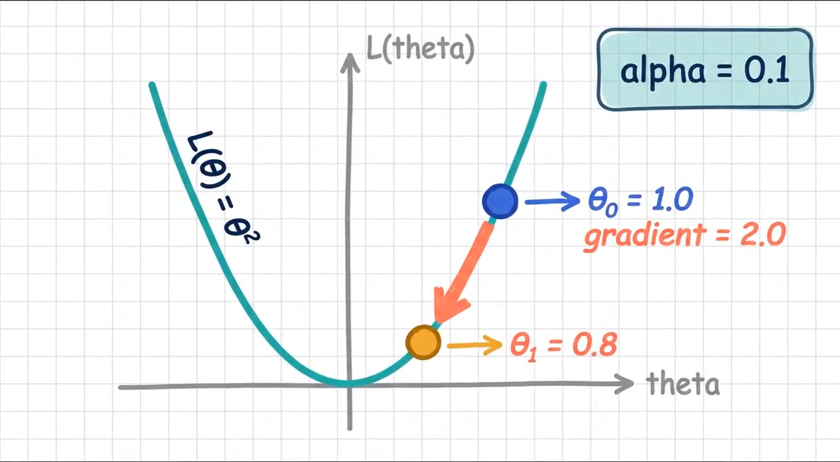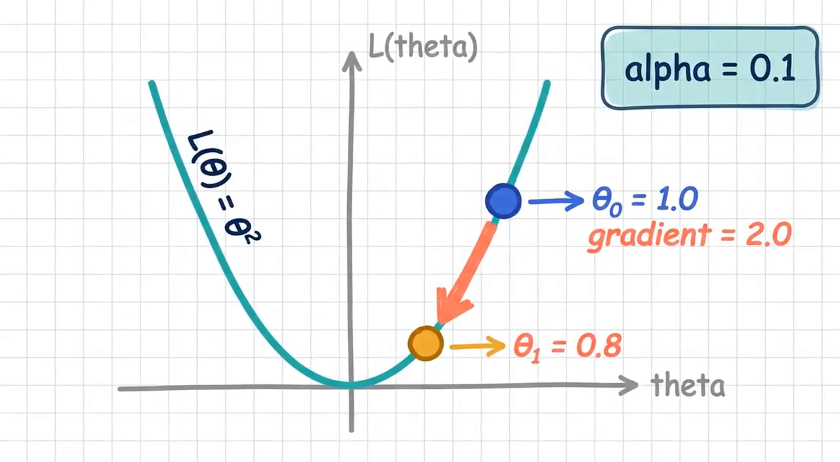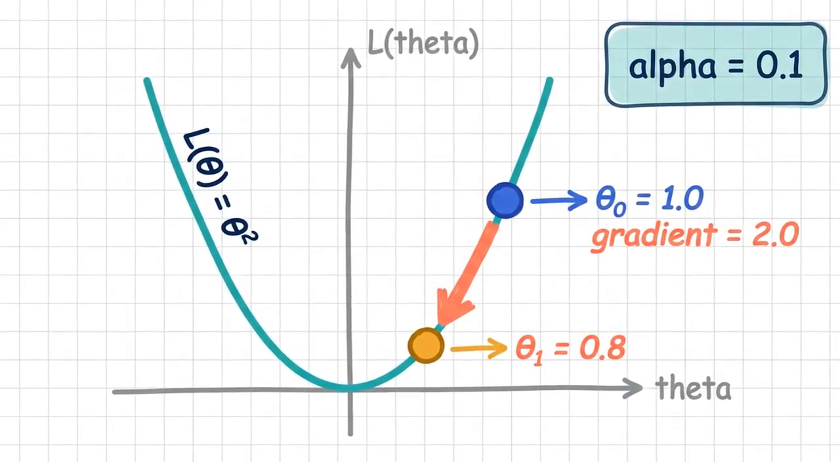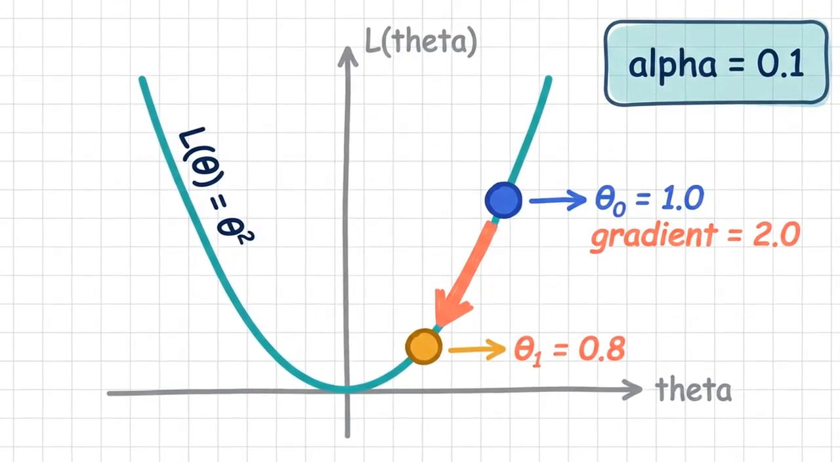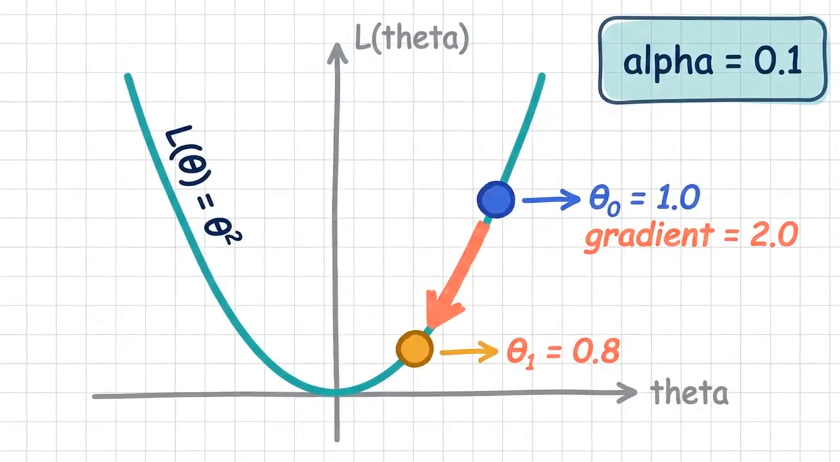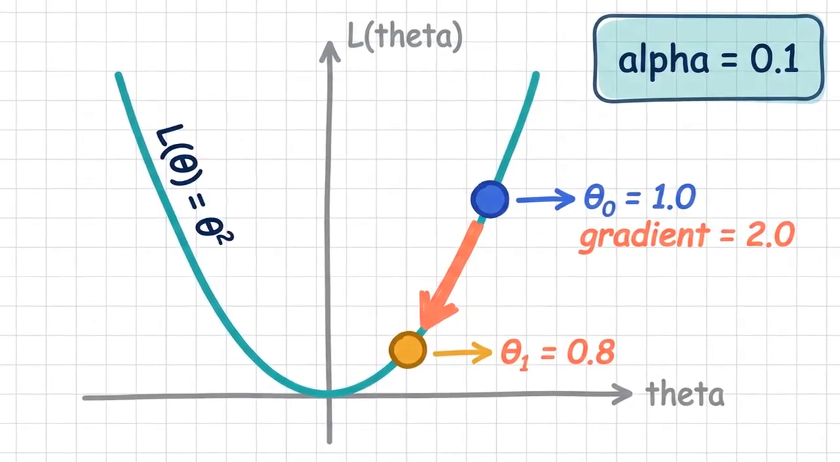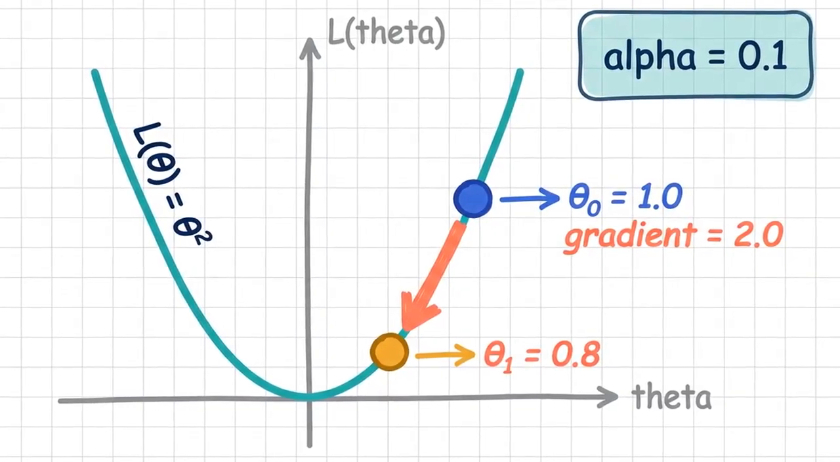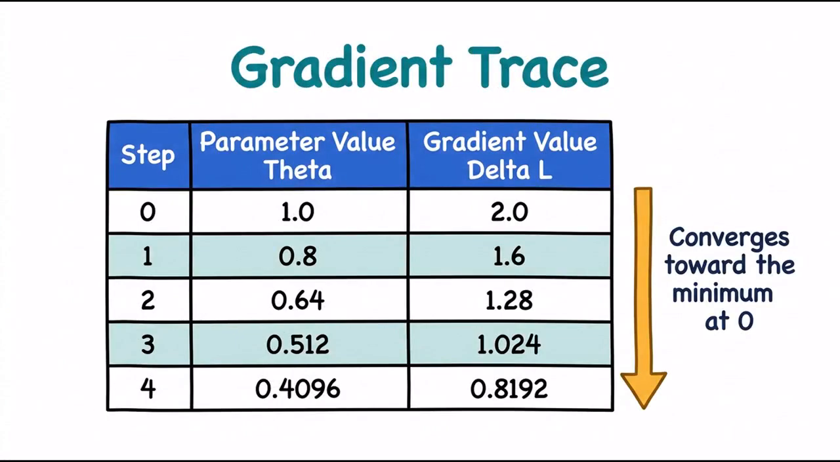See this in action? Let us trace a simple one-dimensional loss function where L of theta equals theta squared, which has a gradient of 2 theta. Setting our learning rate alpha equals 0.1 and starting at theta sub 0 equals 1.0, the gradient is 2.0. We calculate our next position as theta sub 1 equals 1.0 minus 0.1 times 2.0, which equals 0.8. Repeating this slide brings us to the minimum, as shown in the table.